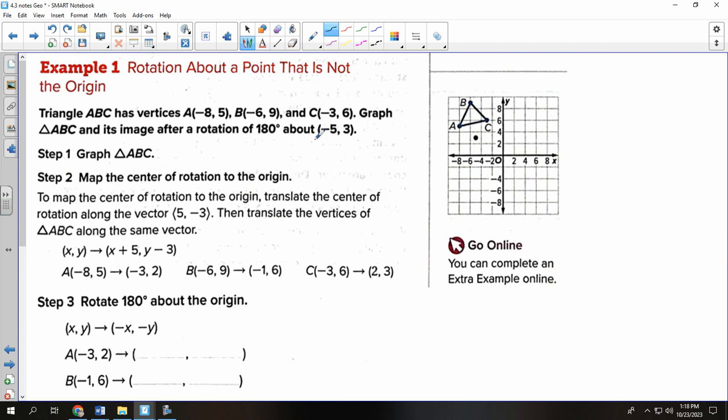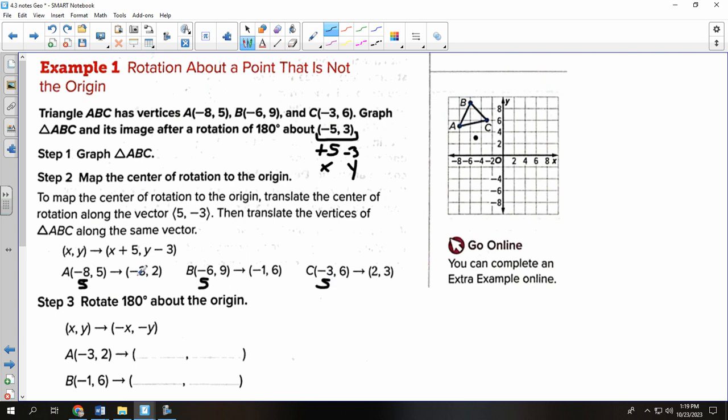Step number 1, move each point to the origin. To do that, we're going to add 5 to all the x's and subtract 3 from all the y's. So for those of you who are like, oh, I don't like to write things down, I promise you, write them down. It'll make more sense if you have it written down than if you don't. This is a 3-step process. So step number 1 is add 5 to all the x's.